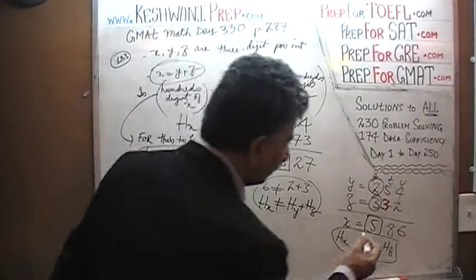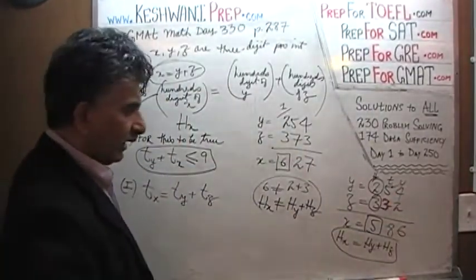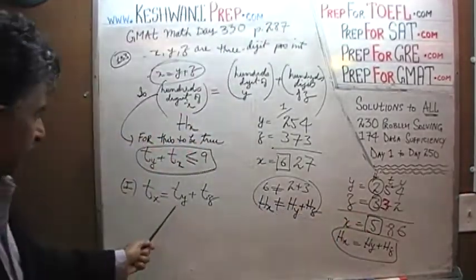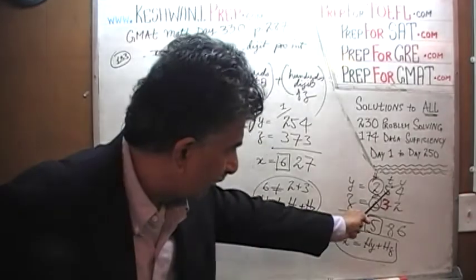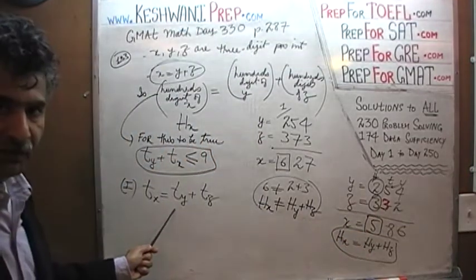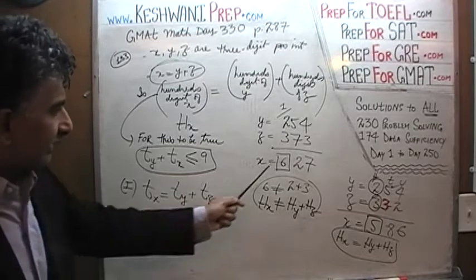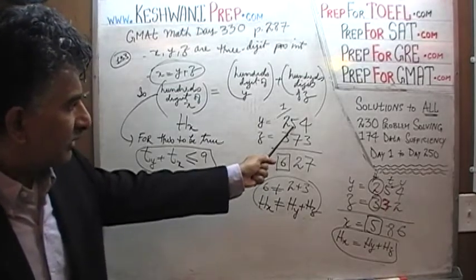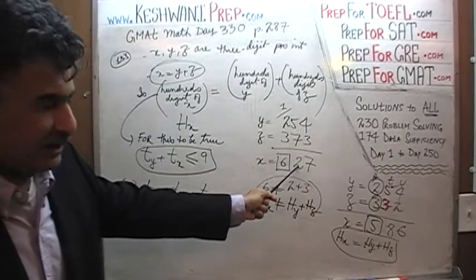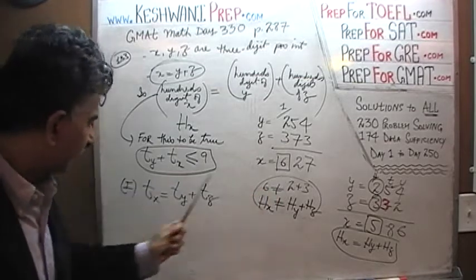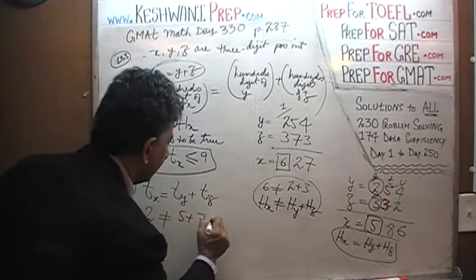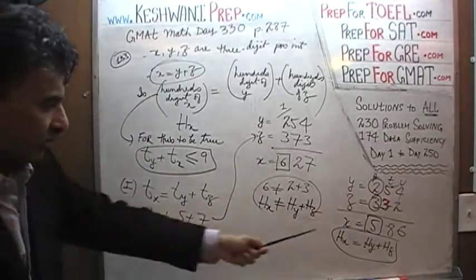Is that true here? Is it true? Is the 10 digit of Y plus the 10 digit of Z, 5 plus 3, equal to the 10 digit of X? Of course it does. Here it does not, because we had a carryover. The 10 digit of Y here is 5, the 10 digit of Z here is 7, 5 plus 7 came out to be 12, and now the 10 digit of X in this case is 2, and 2 does not equal 5 plus 7, which is this example right here. But over there it does work.